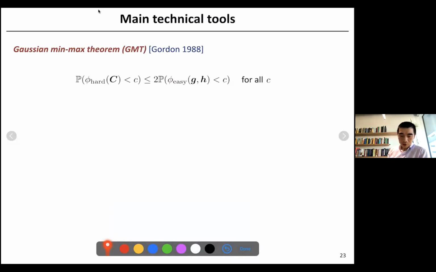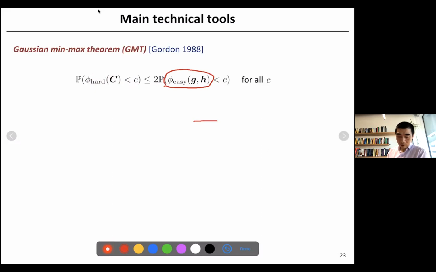For any dimension, then you can have this inequality. For any constant C, the probability that the quantity that we care about, phi hard, is less than C is bounded by 2 times the probability that the easy quantity is less than C. This is a very useful property, because typically this quantity concentrates around a constant as dimension goes to infinity.